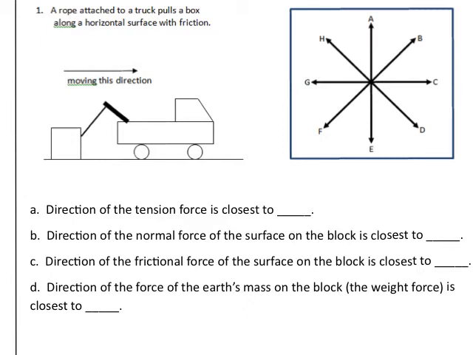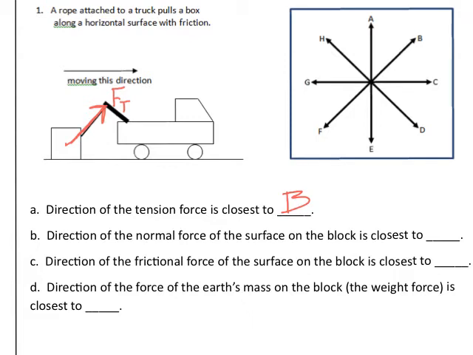Okay, so I'm going to put my little dot in the middle, and the rope pulls this way. That's my tension force. So out of A through H, which one's this closest to? B. Okay, so that's how you would answer a question like that.